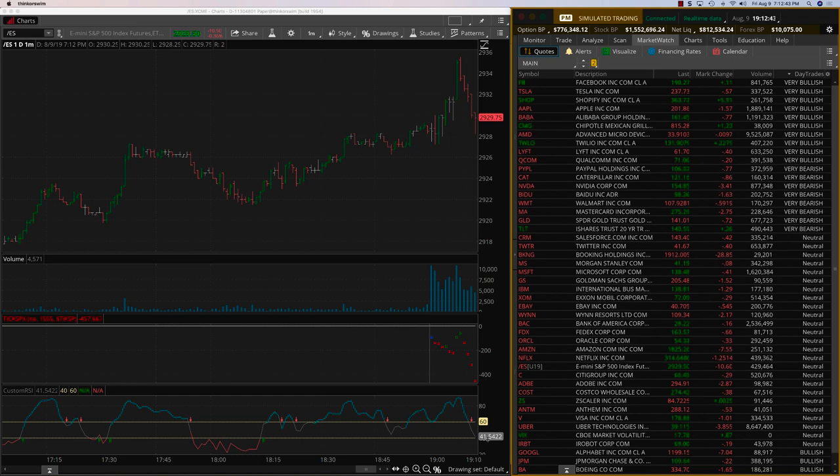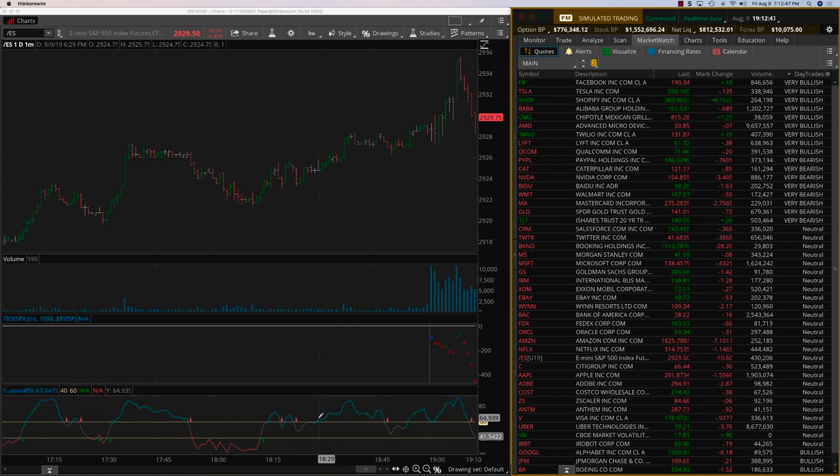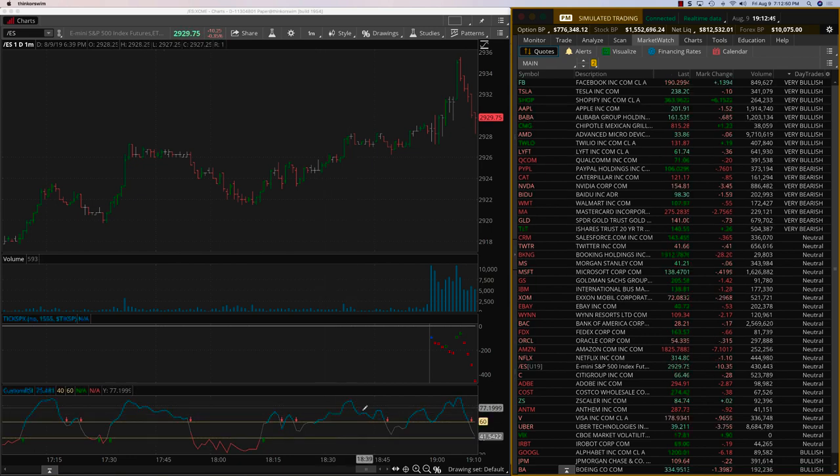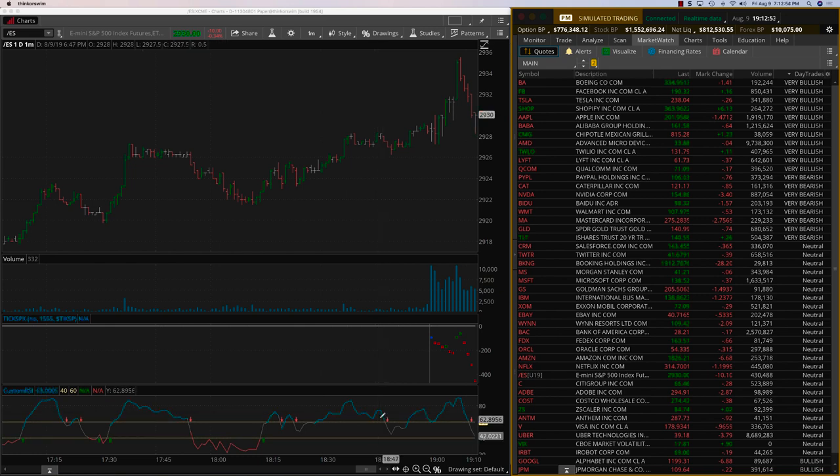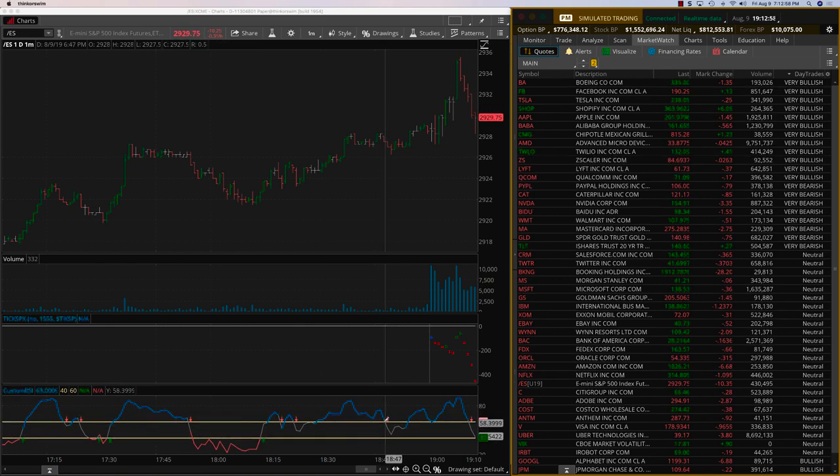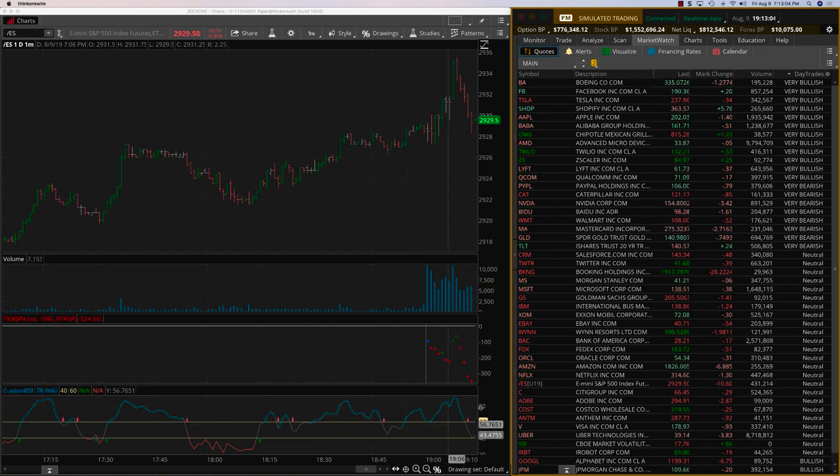So you just watch the custom RSI, and the real usefulness of the custom RSI is once you're in a trade, it helps you stay in the trade. The moment it starts turning around and crossing down from the 60 line, that's the time you get out. Or if it's crossing up from the bearish zone, that's the time you get out.